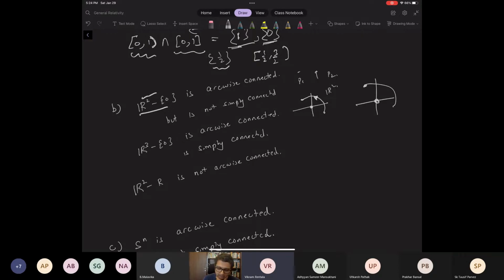Can you tell me why it's not simply connected? If I remove the origin, it's no longer simply connected. Can you tell me why? Simply connected means I draw a loop, and that loop cannot be continuously shrunk to a point.